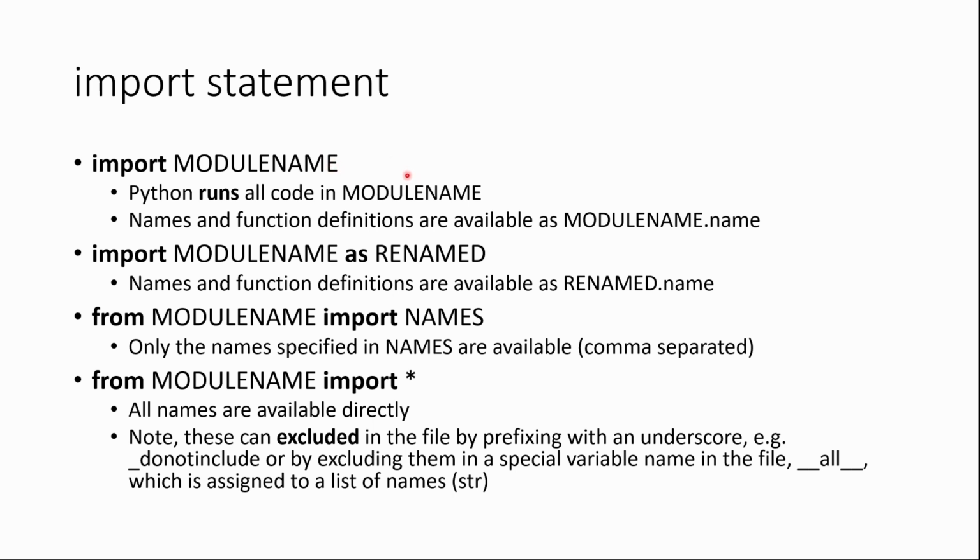When the import statement is run, all of the code in that file is run, with an important distinction. The names and the function definitions are available as module_name.name. So if you defined a name like a inside module_name, it would be module_name.a in the file in which you ran the import statement.